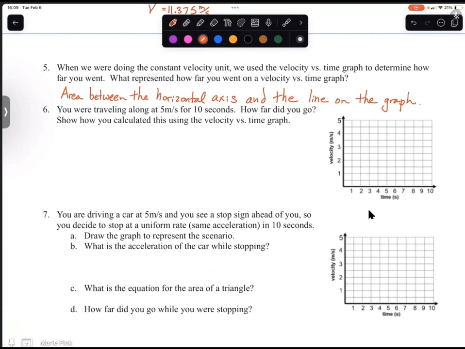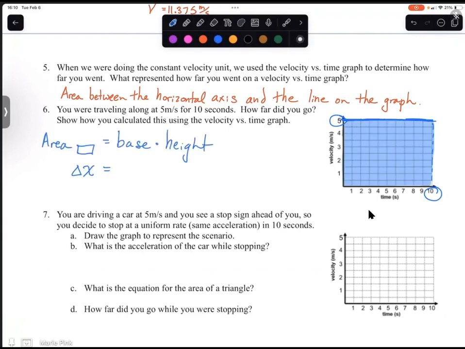Well, on here, I've got 5 meters per second. Here's my 5 for 10 seconds. So that means my graph would look like this. So we're going back in time to our constant velocity unit where our velocity did not change. And when we did it in the last unit, we just found this area.